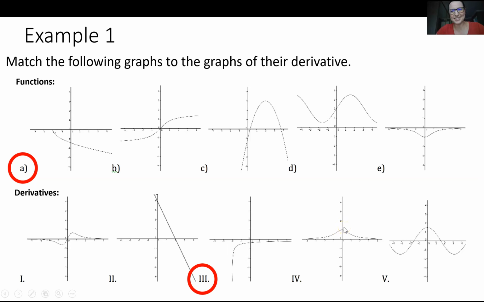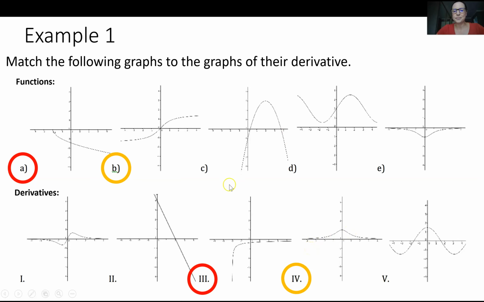Why? Because the slopes on the original function correspond to the y values on the graph of the derivative. So if the original function is steepest at x equals 0, then the derivative will have its maximum, its highest y value, at the x value of 0. So the derivative for the graph of B would be this graph you see in number 4.